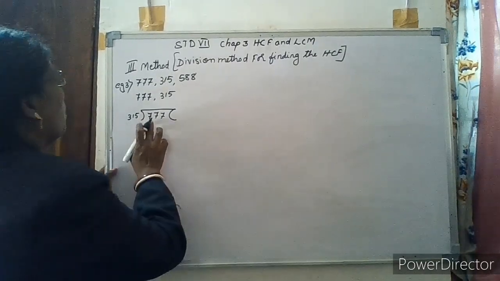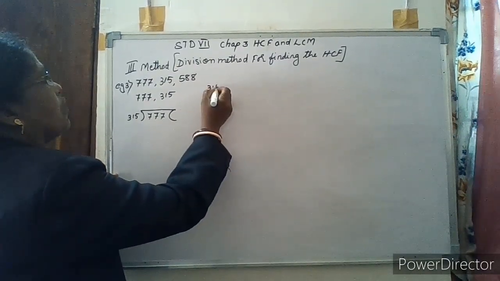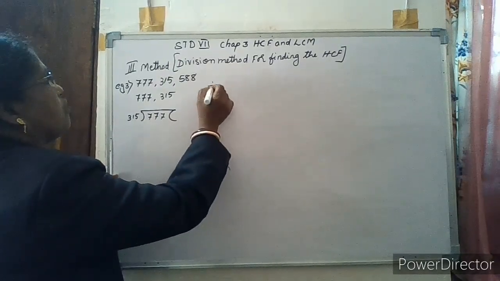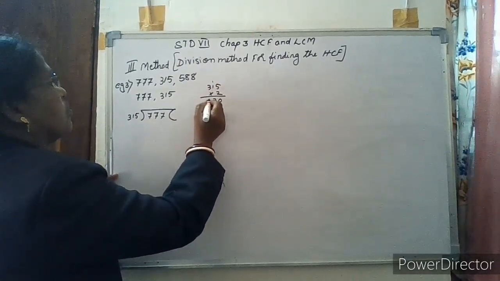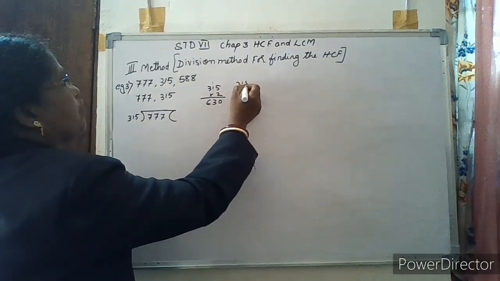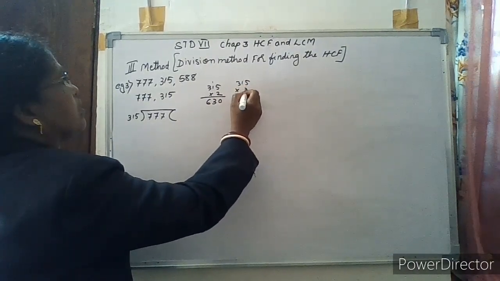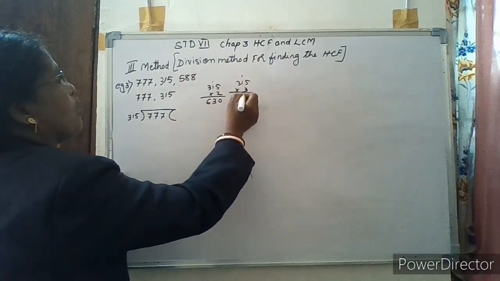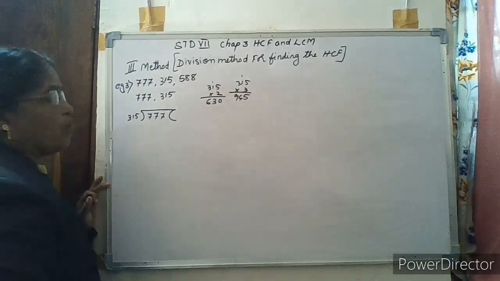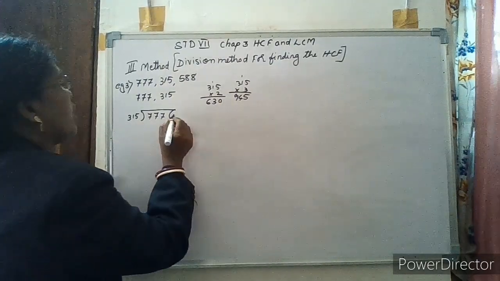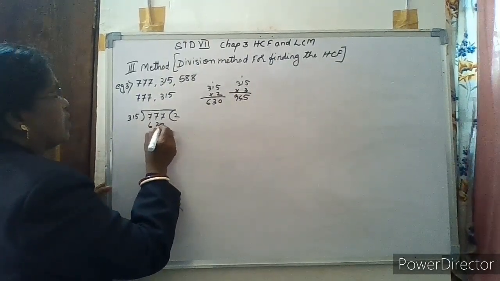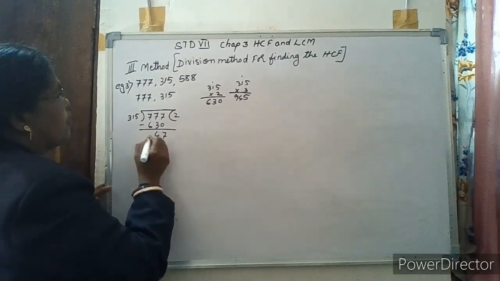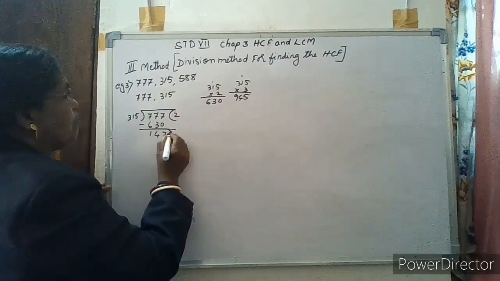So now 315 multiplied by, suppose, 2: 2 fives are 10, carry 1; 2 twos are 4 plus 1 is 5; wait, 2 threes are 6. So 315, one more number we will try. 3 fives are 15, carry 1; 3 ones are 3 plus 1 is 4; 3 threes are 9. This is more. So we have to take 2 as 630. Subtract it. 7 is the remainder here. 7 minus 3 is 4 and this is 1. So this becomes the divisor.